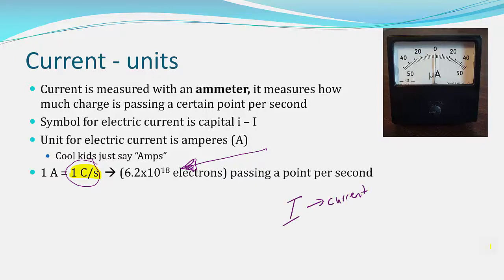And current is measured in amps or amperes, which is given by A. So current could be 20.0 amps, and you'd write it like that. I is equal to 20 A, A for amps. It's a little bit funny, but you'll get used to it.